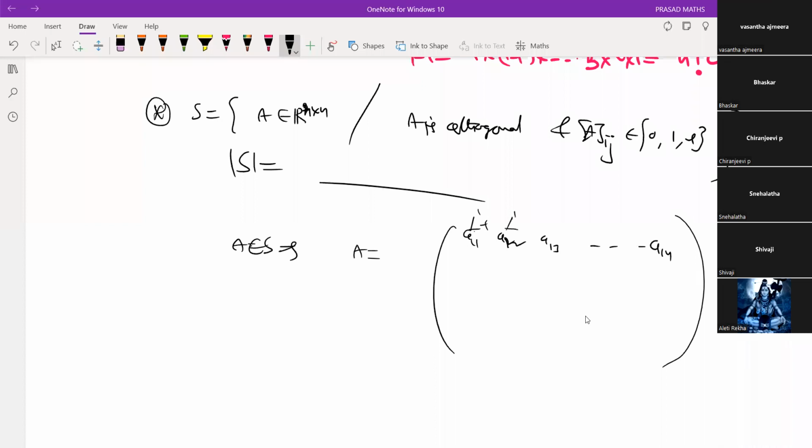Here one entry can be filled by 1 or minus 1. Here one entry can be filled by 1 or minus 1. So therefore, this one entry can be filled by 1 or minus 1. Now tell me, in how many ways can the first row be filled? So here 2 ways.